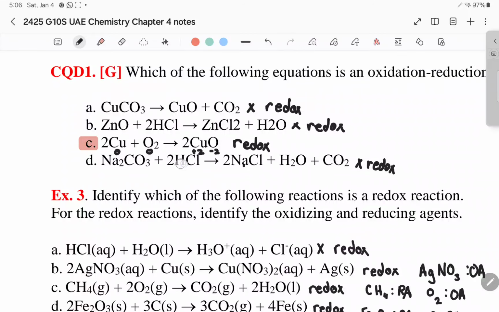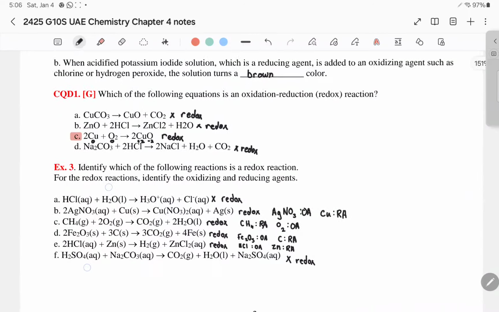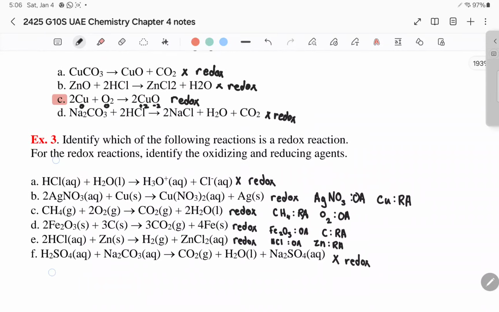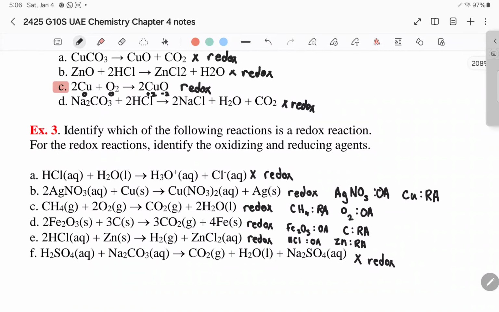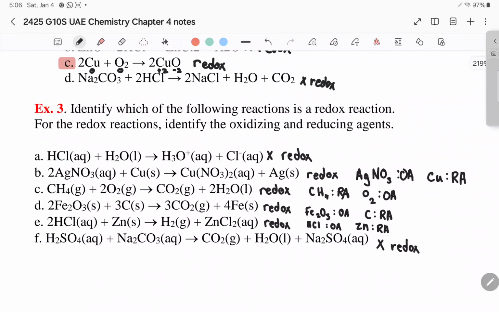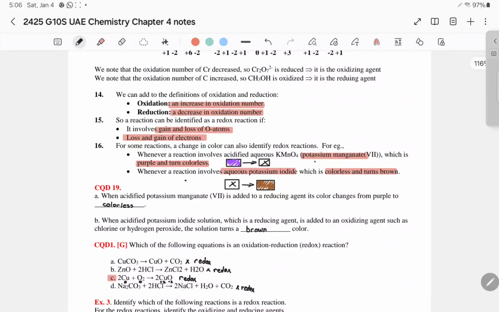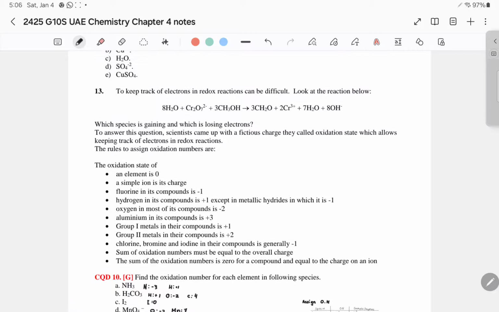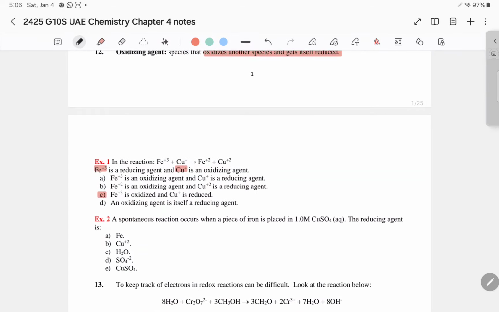Now, for the next one, it's not a CQD, but I'm going to explain it. There's no answer sheet for it, but my answers are correct because I copied them down in class. They're asking us to identify which ones are redox, and if they are redox, which ones are oxidizing and reducing agents. We skipped that somewhere. It says that about oxidizing and reducing agents.